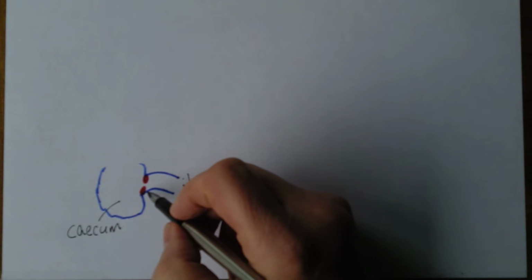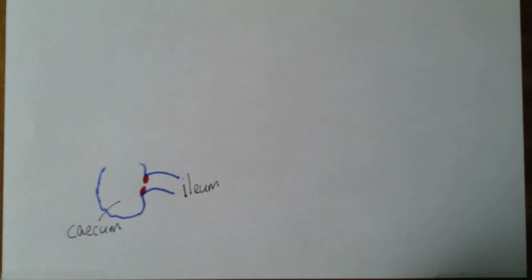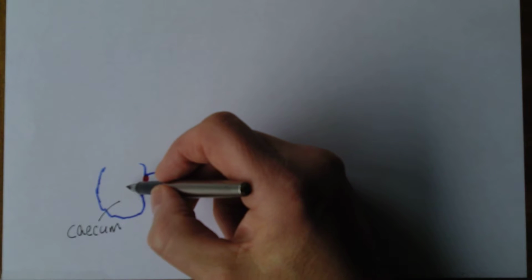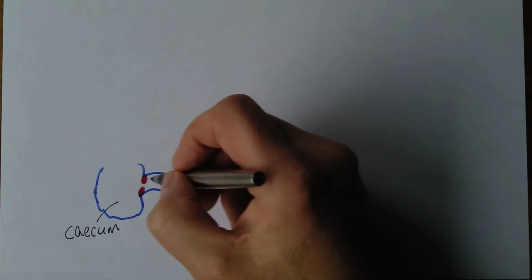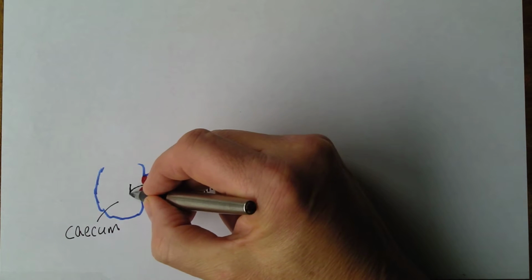It's about 6 centimeters across. And this valve here would be the ileocecal valve. And the idea here is that material is able to get from the ileum into the cecum, but once it's in the cecum it won't go back to the ileum. It's a valve. So chyme will go through here. It's still called chyme at this stage.